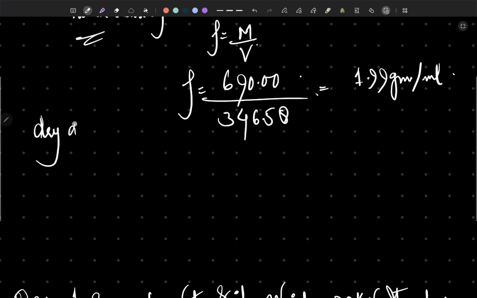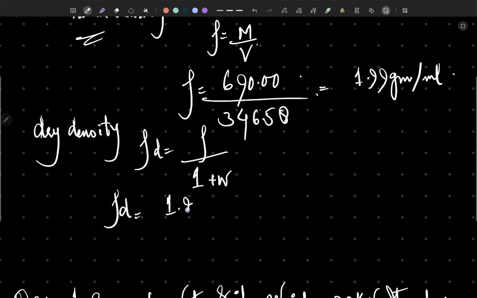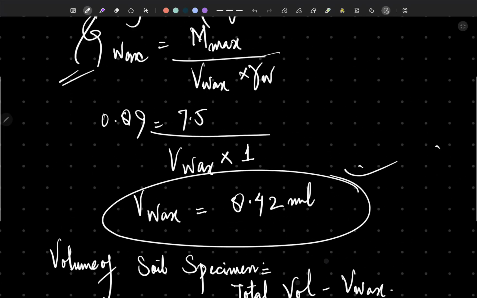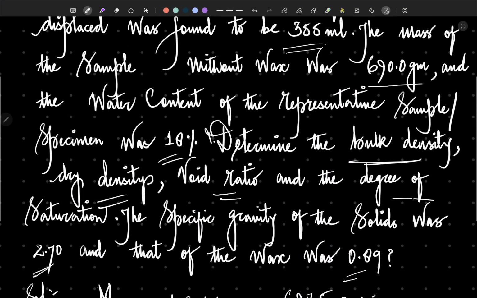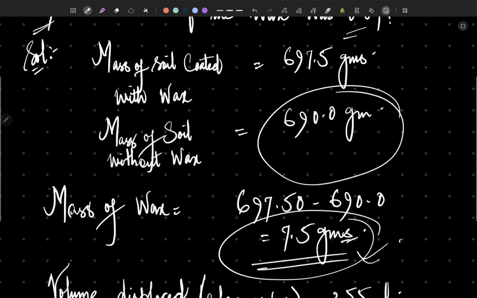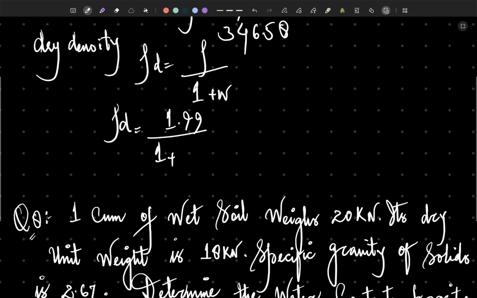After that, we'll find the dry density. We know the expression: dry density is equal to bulk density divided by 1 plus water content. So dry density is bulk density 1.99 divided by 1 plus water content. It's already given in the question itself. The water content of the representative sample was found before testing it in the water displacement method. It was found to be 18%, 0.18. By calculation, the dry density is 1.686 grams per milliliter.